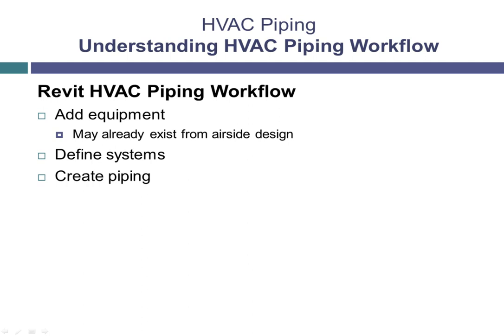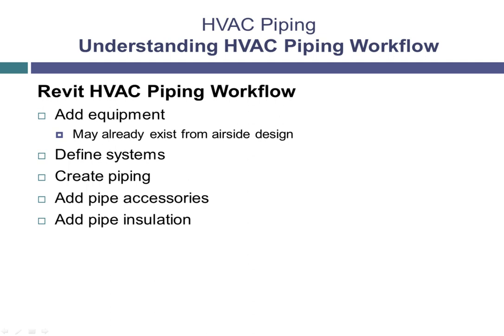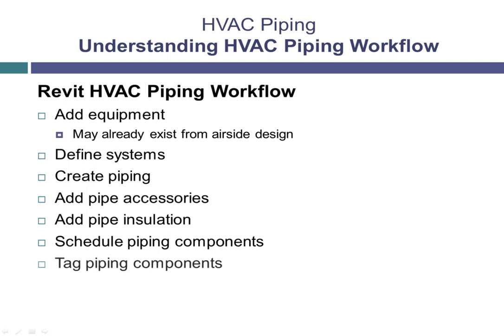Once the piping has been modeled, you can add pipe accessories, such as valves and strainers, and then add pipe insulation. Once the system is complete, you can schedule and tag the piping components. This is a high-level overview of the typical piping workflow. Let's discuss some of these steps in a little more detail.